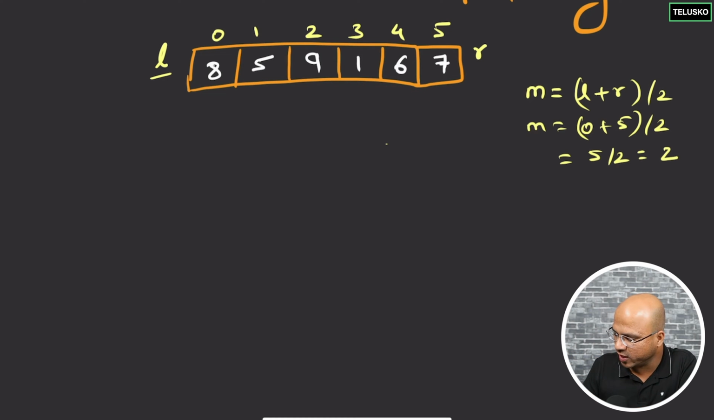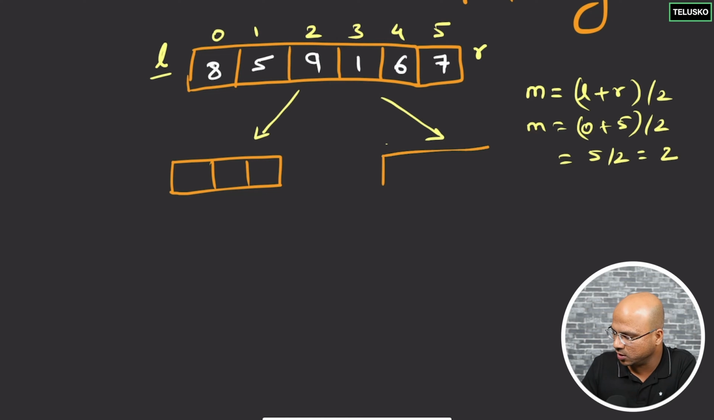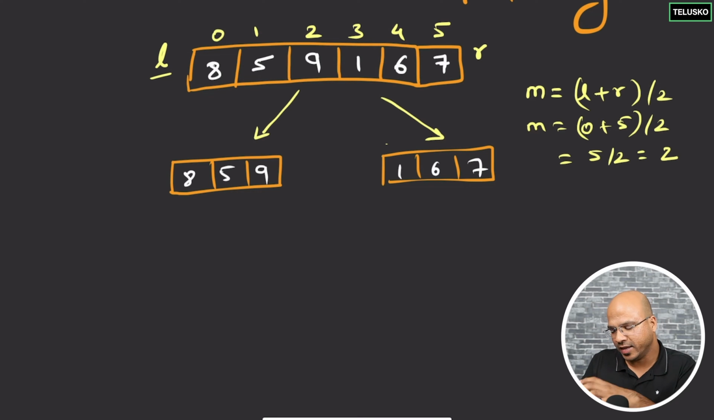We can divide into two parts and create a different section. We got a section here which has 3 values, and a section here which has 3 values. The values will be 8, 5, 9 here, and 1, 6, 7 here. Again, the job is not done. Again, you have to divide into two parts. How are we going to do that? It's very simple. The same steps which you have followed.